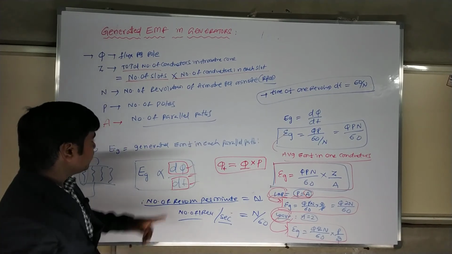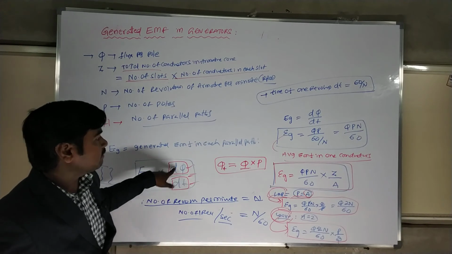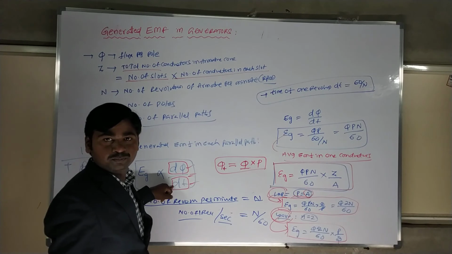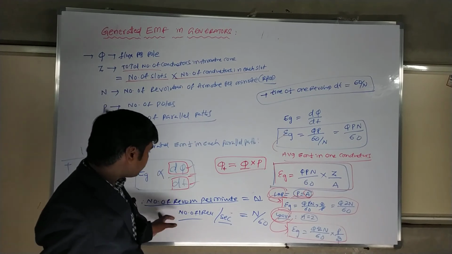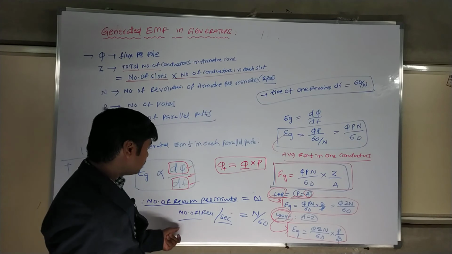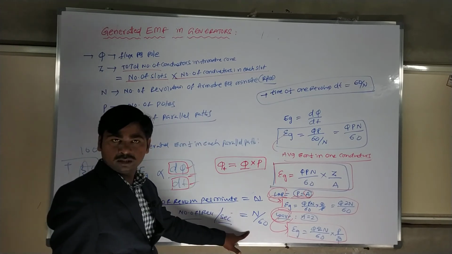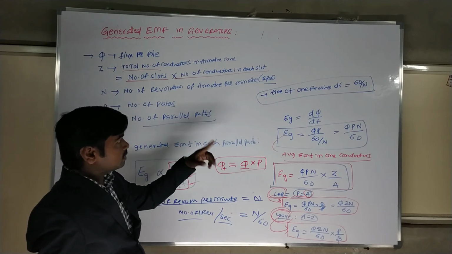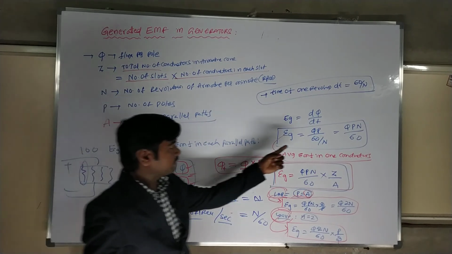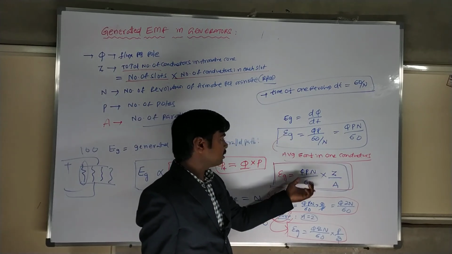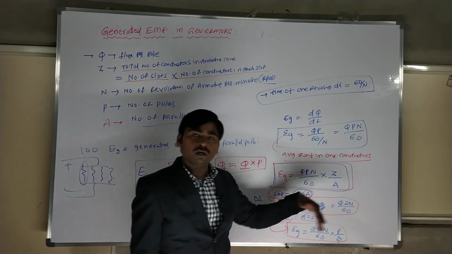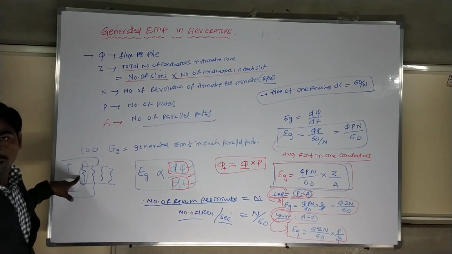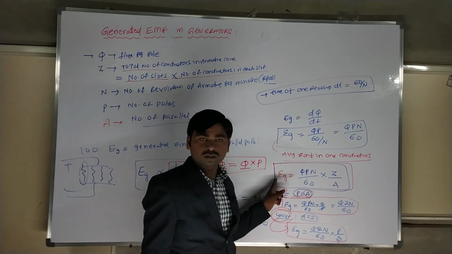Just d phi by dt. Total flux is flux per pole into number of poles. Next, time of revolution: RPM, number of revolutions per minute, is n, but number of revolutions per second is n by 60. We want time per one revolution, so dt is 60 by n. We substitute, and we get phi p n by 60. This is for one conductor. We want the total conductors in each parallel path, so total conductors divided by number of parallel paths, Z by A. This is the final equation.